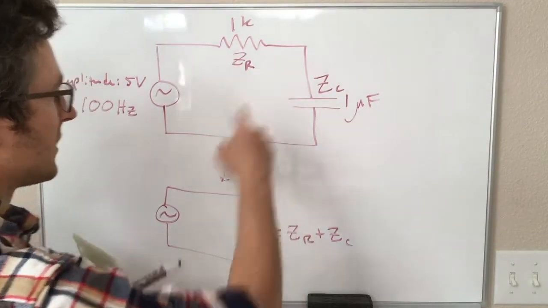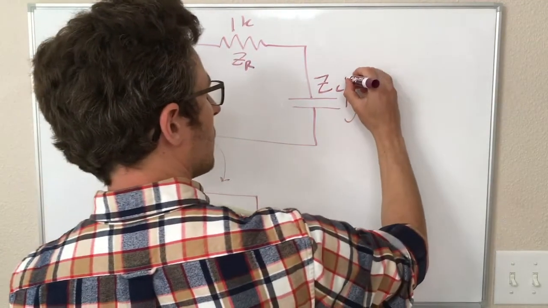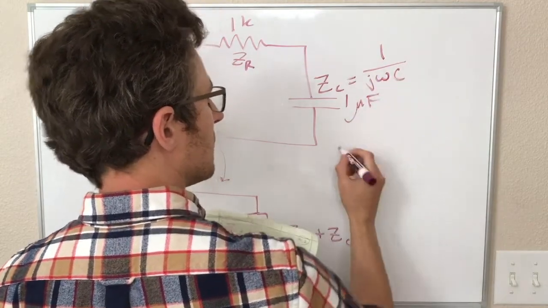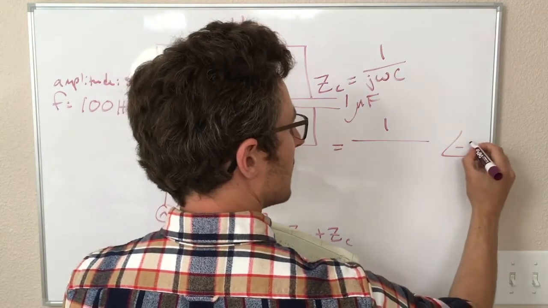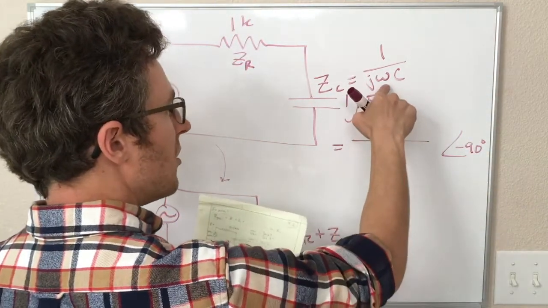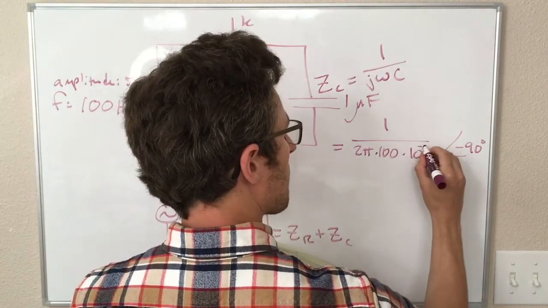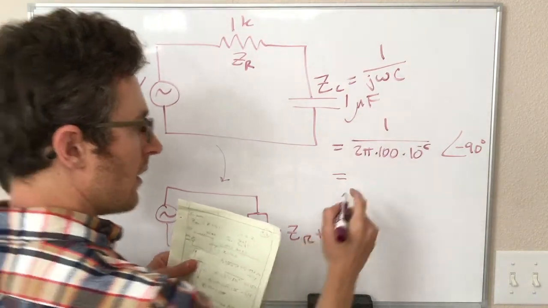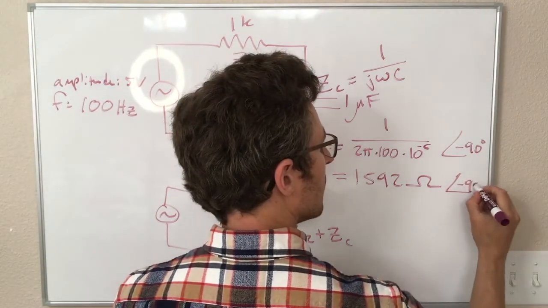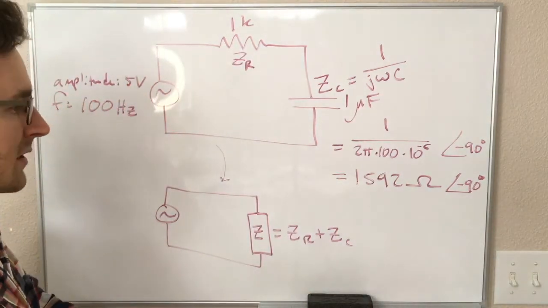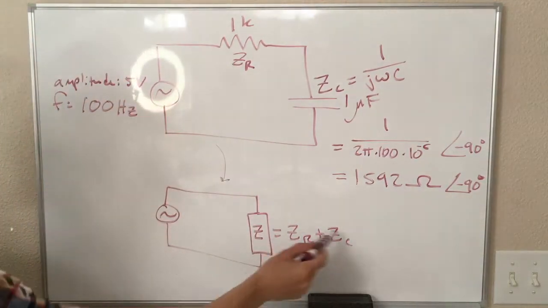Okay, so let's look at some actual numbers here. ZR is just 1K. That's really easy. ZC we don't know, but we can figure it out. It's 1 over J omega C. So that is equal to 1 over, I'll just put this at an angle of minus 90 degrees, so that does the 1 over J part. Omega is 2 pi times 100, and our capacitance is 10 to the minus 6th. When we plug all those numbers in, we get 1,592 ohms with an angle of minus 90 degrees. I may have neglected to mention before, the units of reactance are also ohms, even though they're not a resistance. This is why we can add them together.